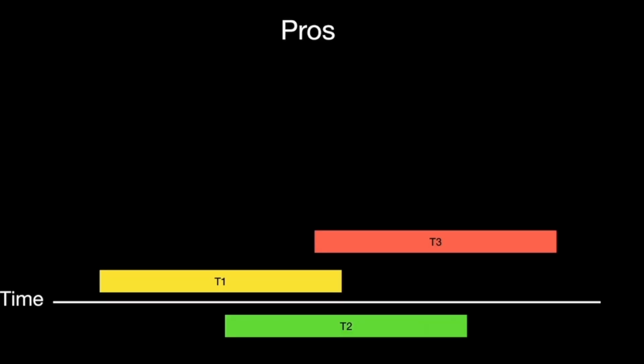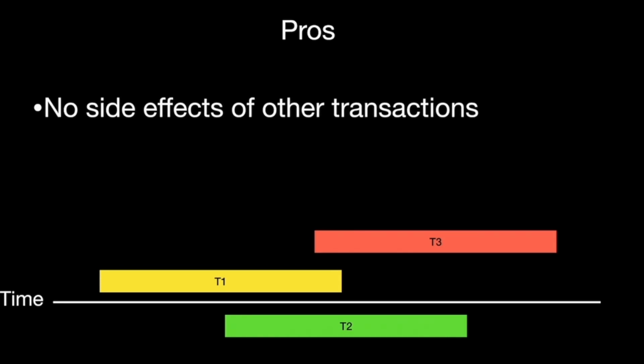So let's have a look at the pros and cons of that. The pro of the serializable isolation level is that there is no side effect of any other transactions running on the database. As this is the only transaction being executed on the database at a time, there will be no impact of any other transaction.